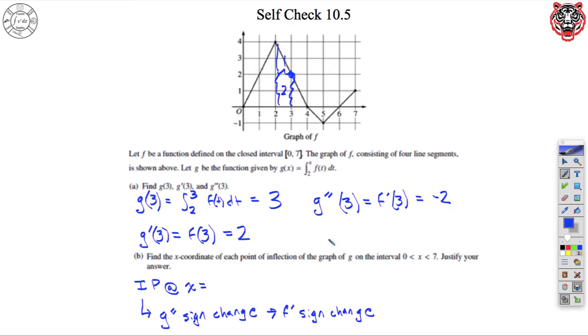All right, so where does f prime have a sign change? Where is the slope changing? This is a positive to a negative, so it changes right there. It goes from a negative to a negative, so that's not an inflection point there. It goes from a negative to a positive, that is an inflection point right there. So the inflection points are at x equals 2 and x equals 5. And our rationale is because g double prime changes sign.